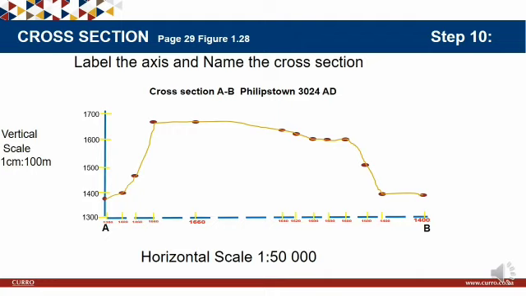Now labeling the axis, the vertical scale, obviously mine was 1 centimeter is to 100 meters, and then the horizontal scale remains 1 is to 50,000. Why is it 1 is to 50,000? Because we are using a topographical map, people, understand? If we were using an orthophoto map, our horizontal scale was going to be 1 is to 10,000. We're fine. Step 10 is step 10, fine.